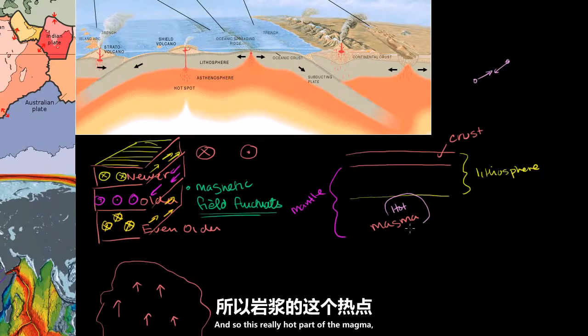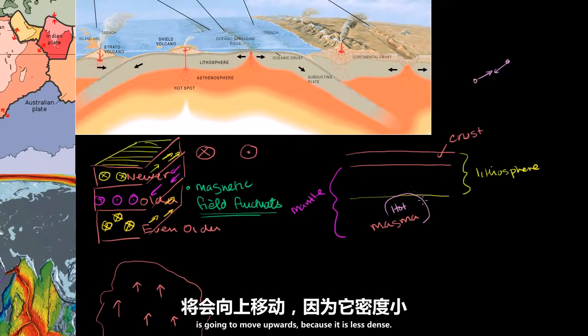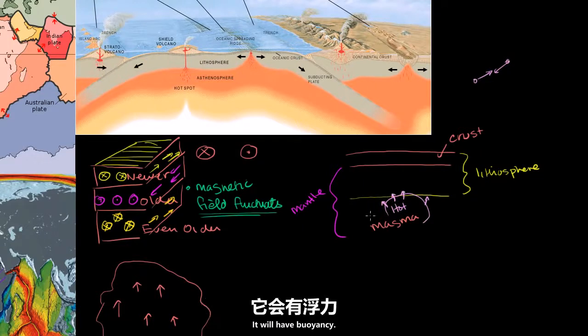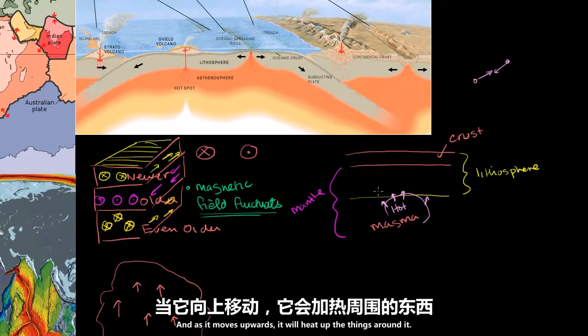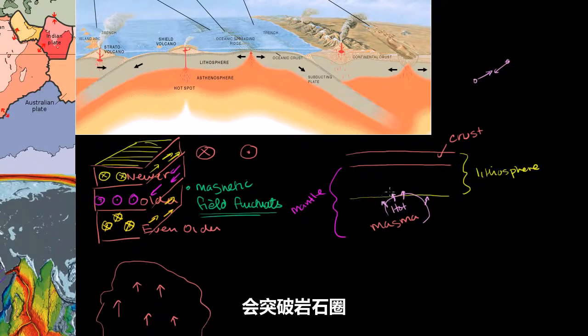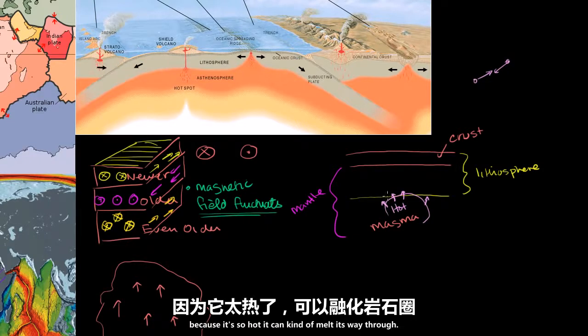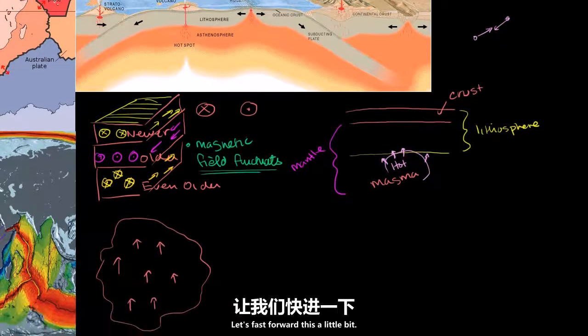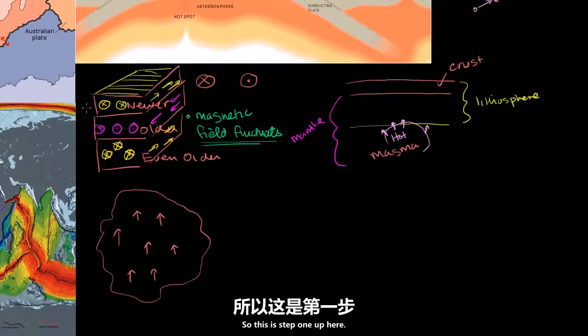And so this really hot part of the magma, or this really hot part of the mantle, is going to move upwards. It is going to move upwards because it is less dense. It will have buoyancy. And as it moves upwards, it'll heat up the things around it. And it'll eventually make its way into the lithosphere. And it'll be able to break through the lithosphere because it's so hot, it can melt its way through. So let's fast forward this a little bit. So this is step 1 up here.